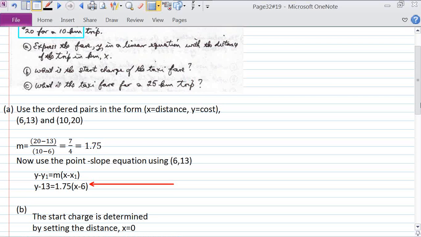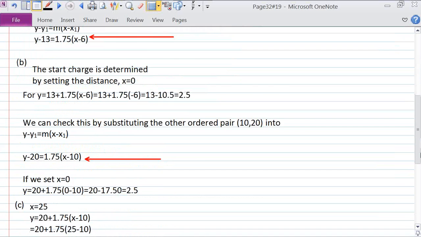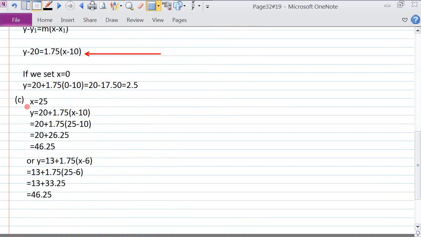In the third part of the problem, let's read it. What is the taxi fare for a 25-kilometer trip? So here we know that x equals 25 because x is the distance. We substitute it into this equation here. For x, we put 25. Then we have 20 plus 15 times 1.75, which gives us 26.25. Wait, the total cost is 46.25.